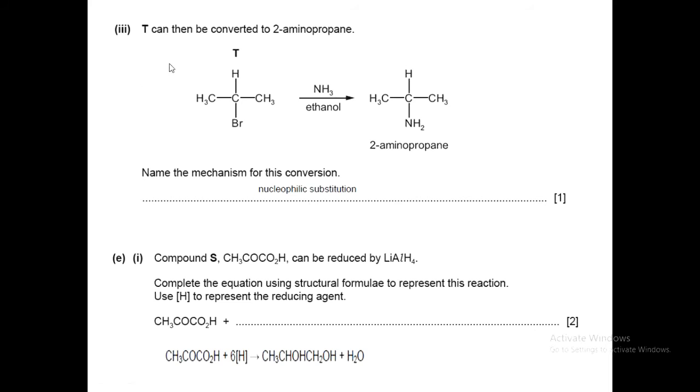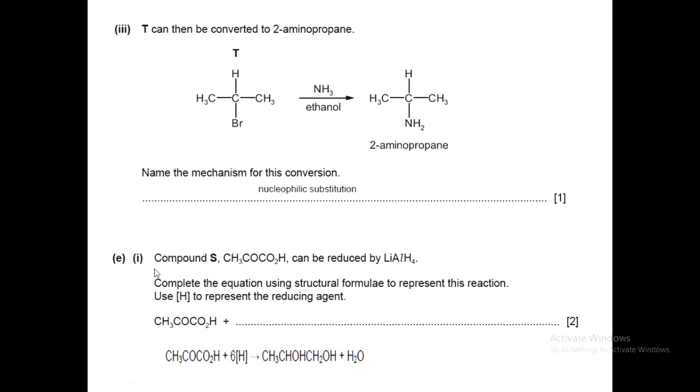In the third part, T can be converted into 2-aminopropane. Now you can see that T contains a bromine, while in the 2-aminopropane, bromine is removed and the amine part is attached. So basically, he was asking to name the mechanism for this conversion. This is a nucleophilic substitution reaction in which bromine is removed and ammonia is attached to the carbon. To stabilize the NH3 part, the H positive is removed and the amine part remains to form 2-aminopropane. You can see your notes also to refer to it in halogenoalkanes. So this is a nucleophilic substitution reaction.